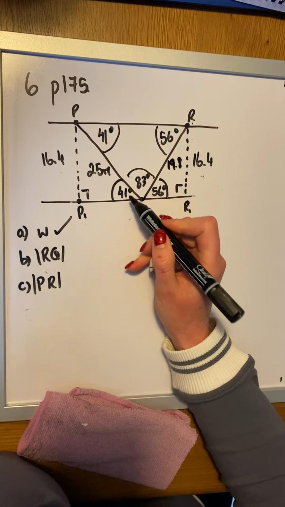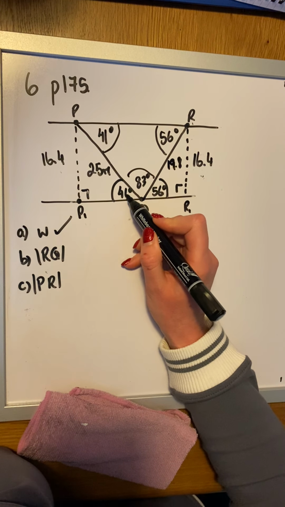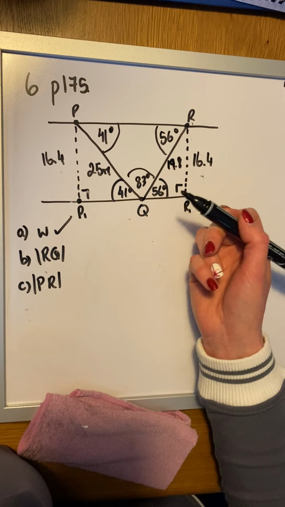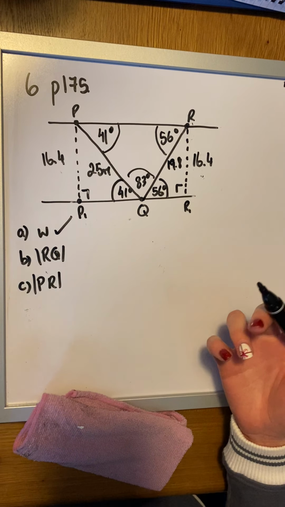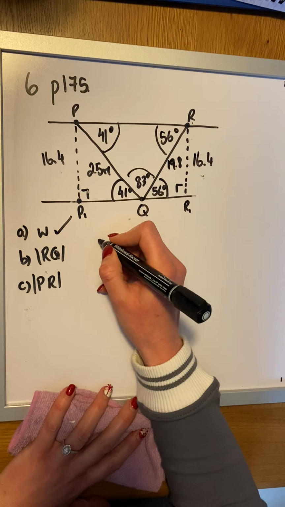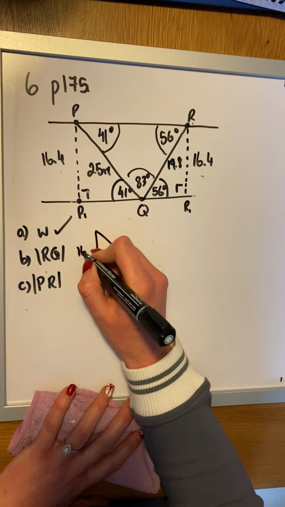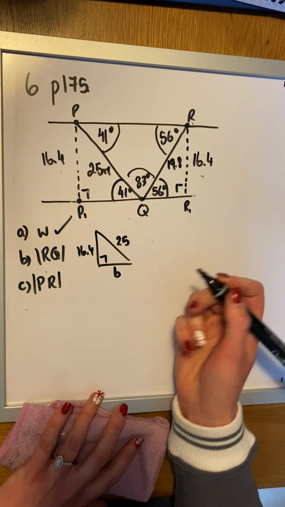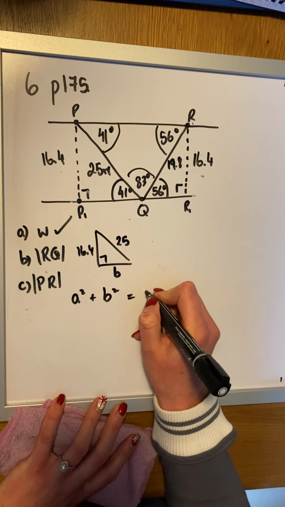Now we have a choice here, we can use the 41 degrees and get the cos or the tan of 41 degrees to find the missing side, or we can use the Pythagoras theorem. Either one is going to give us a sufficiently correct answer here. So if we're looking at the Pythagoras theorem, for example, we know that this is 16.4, this is 25. Let's call that side b. We know that a squared plus b squared equals c squared.